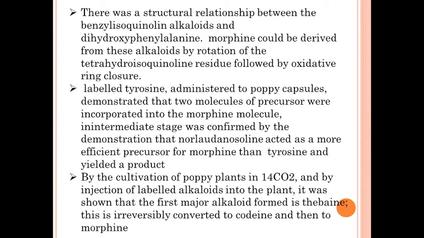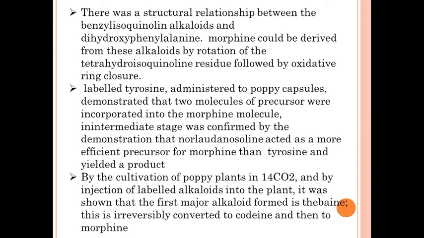In an experiment, labeled tyrosine is administered to poppy capsule, and here two precursors were demonstrated to be incorporated into the morphine molecule. The intermediate stage was confirmed by demonstration of norlaudanosoline, which acts as a more efficient precursor for morphine than tyrosine. When these two precursors are compared, norlaudanosoline is the more efficient precursor for incorporation into the morphine molecule than tyrosine.